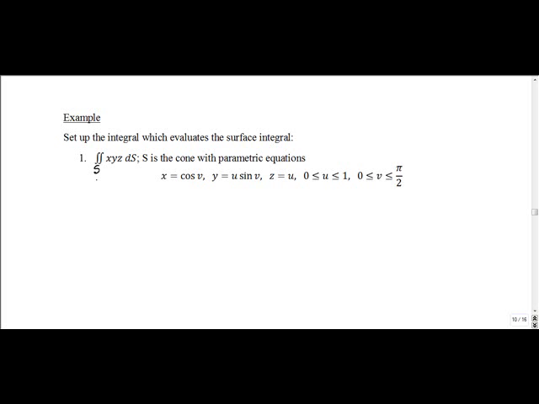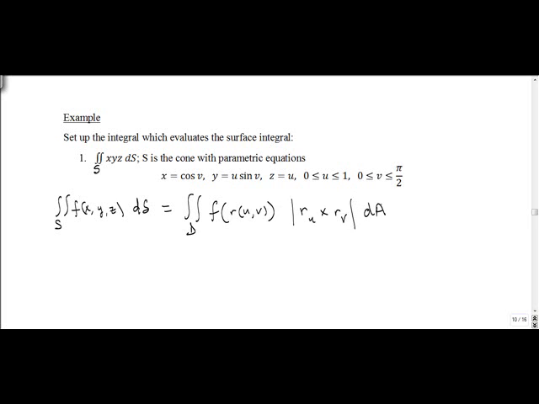Because S is given with parametric equations, you use this formula. The double integral over S of f of x, y, z, dS is equal to the double integral over D. Replace f with your parameters and multiply by the length of the cross product of these two vectors. And let's put dA. Okay, so that's the formula we're going to use. Why again? Because we have a parameterization of the surface.